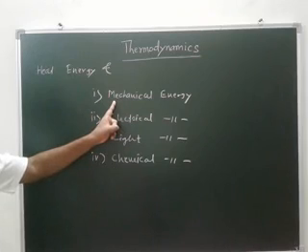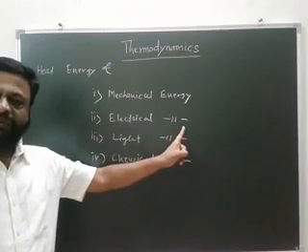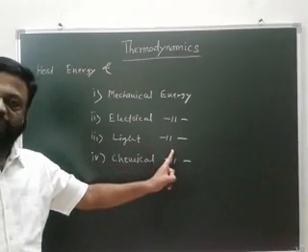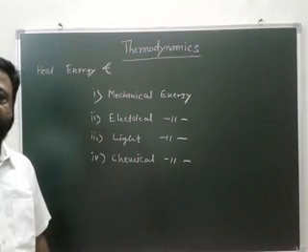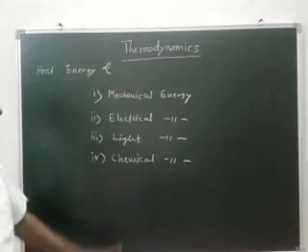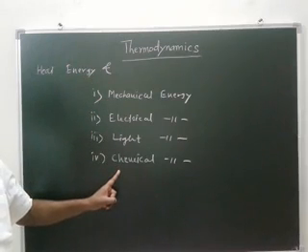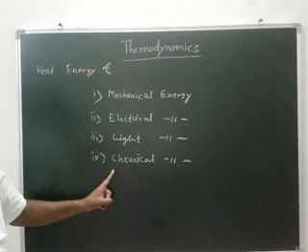Mechanical energy, which can be used in the working of machines. Electrical energy used in the process of electrolysis. Light energy, which is concerned with photography. Chemical energy, which is associated with chemical reactions. So all these energies are different and they are interconvertible into one another.